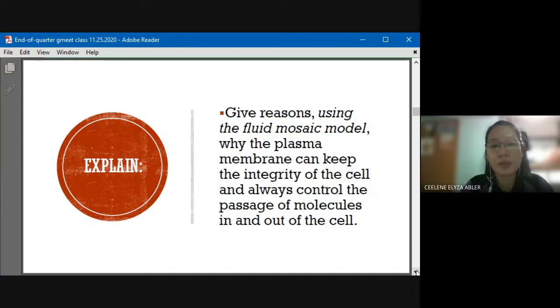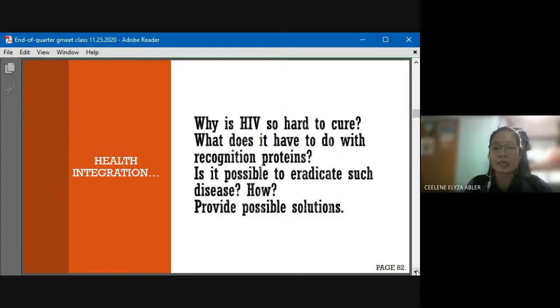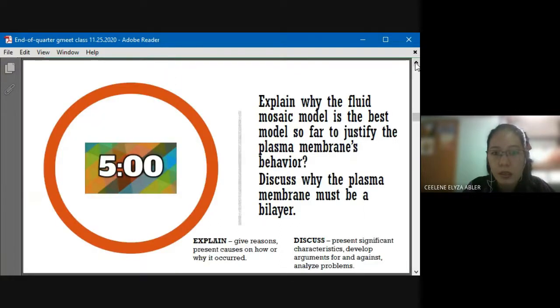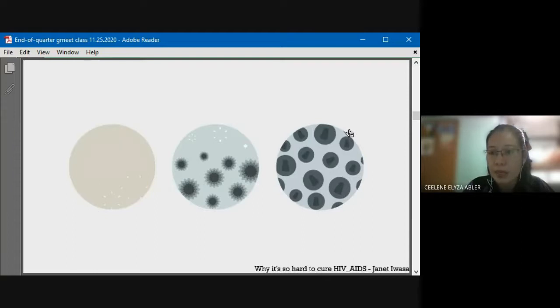Right. So, paano ba nakakapasok sa cell? Isa sa mga pwede nyong i-research is on page 82, meron tayo kung bakit HIV is so hard to cure. That is actually using membrane protein. Kung makakuha kayo ng PDF na copy, this one is actually hyperlinked na class. So you just click this image, it will divert you to the YouTube video about HIV/AIDS.